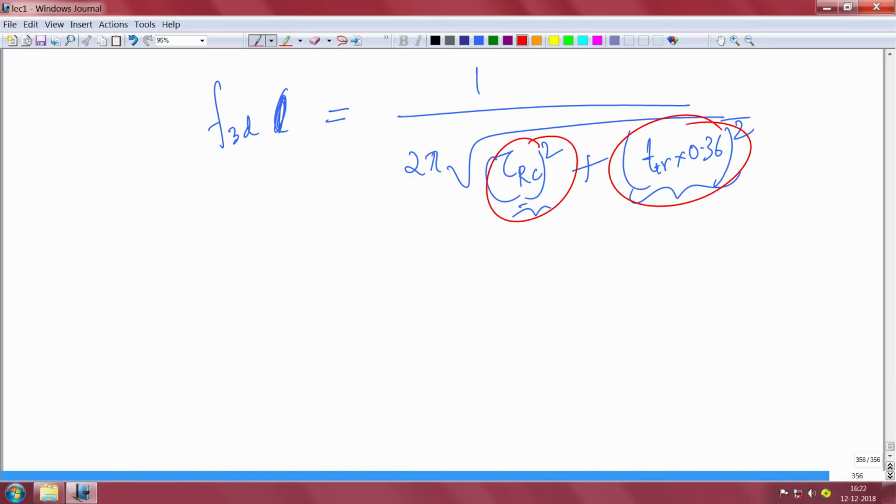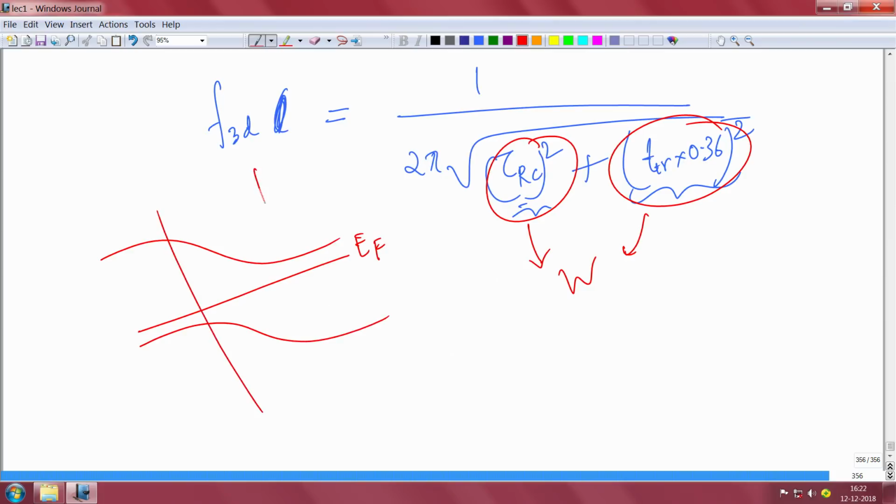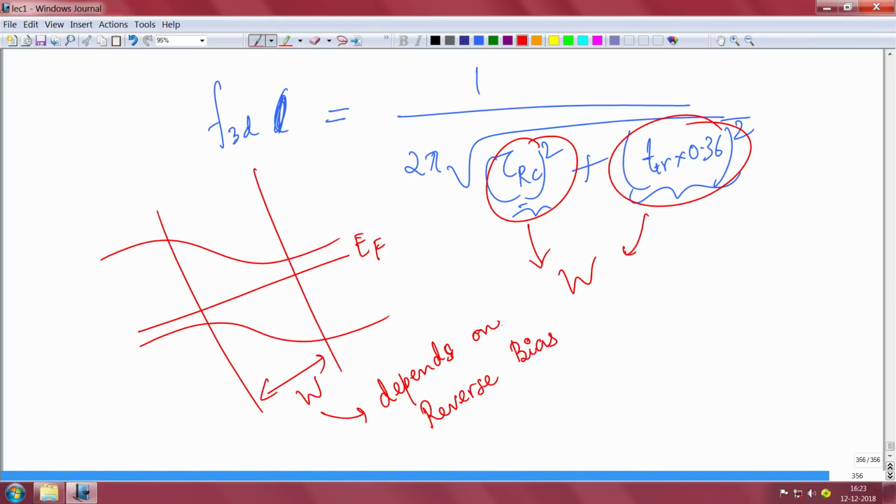Now you see both of these delays depend on W, and if you look at the band diagram again, this is your depletion region W. The depletion region W depends on the reverse bias that you are applying. If the reverse bias is more, depletion will become larger, right? If your reverse bias is reduced, depletion will become smaller.